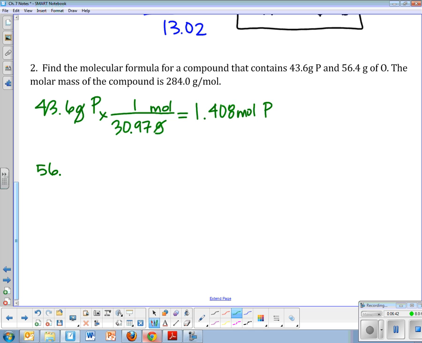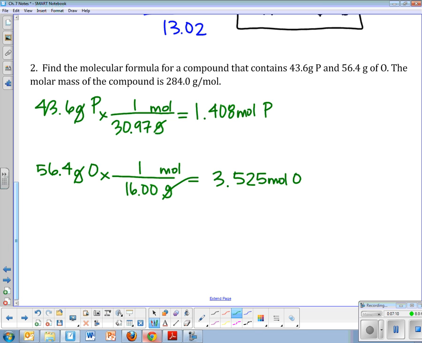Okay, so we do the same thing for oxygen, convert it to moles. So 56.4 grams of oxygen. Grams divide out. And 1 mole of oxygen, there are 16.00 grams. So when I divide this, 56.4 divided by 16, I get 3.525. Okay, so that's step number 1 for our empirical formula.